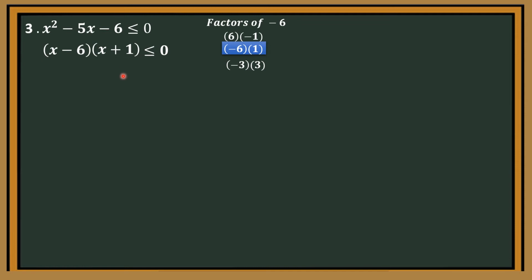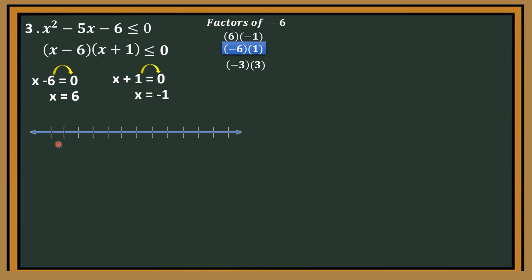After that, we're going to equate that to 0. So x minus 6 is equal to 0 and x plus 1 is equal to 0. To solve for x, let us transpose negative 6 to the right side, so it will become positive 6. Therefore, x is equal to 6. And then, positive 1 transposed to the right side, so it will become negative 1. Therefore, x is equal to negative 1. Then, let us graph.